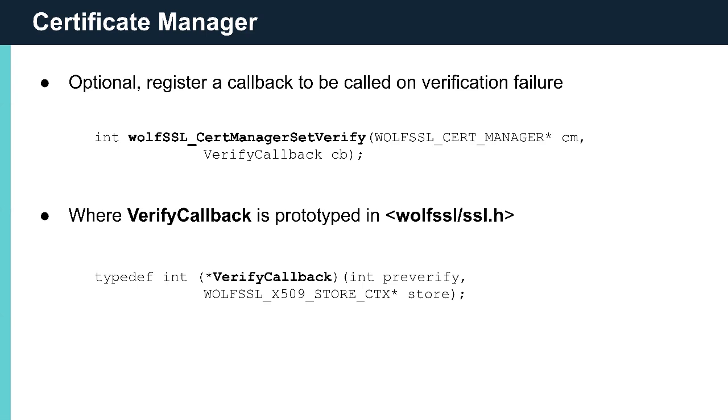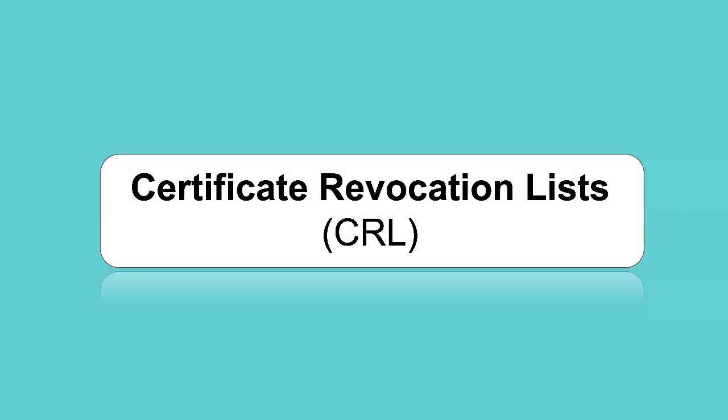So when your callback is called, the first argument will be called preverify, which indicates if wolfSSL has already verified that internally by the time you get to that callback. And then you'll get a WOLFSSL_X509_STORE_CTX pointer that is pointing to the certificate store, which allows you to dig in a little bit more for certificate details. So CRL, certificate revocation lists.